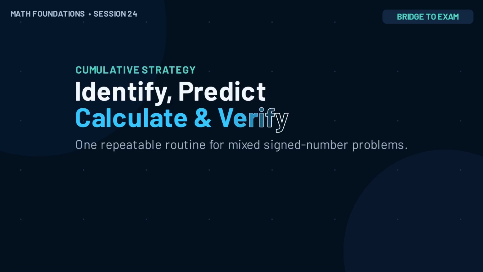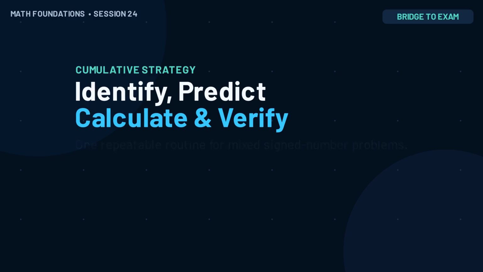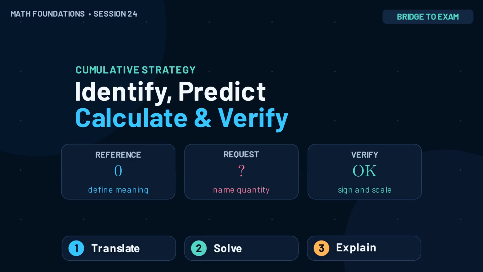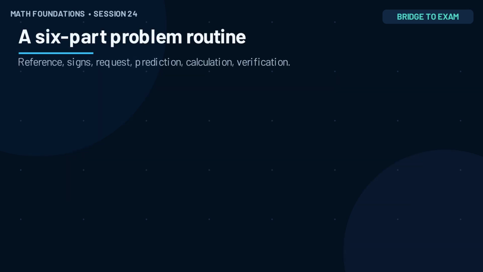Welcome to session 24. The final session combines representation, operation fluency, estimation, and careful question reading into one repeatable routine. Today you will identify the reference, translate signs, name the requested quantity, predict sign and size, calculate in order, and verify meaning. Use a 6-part routine.